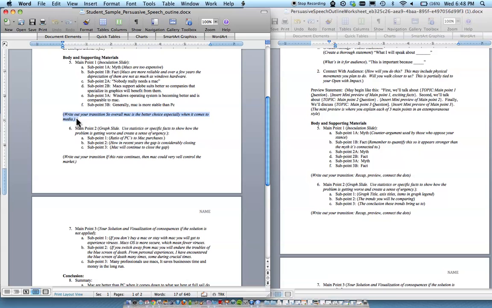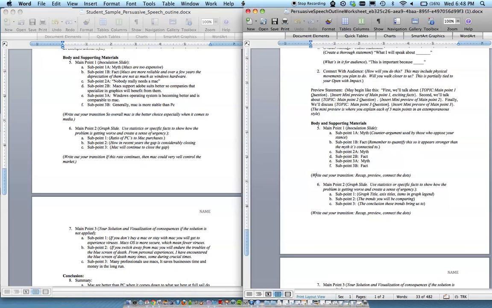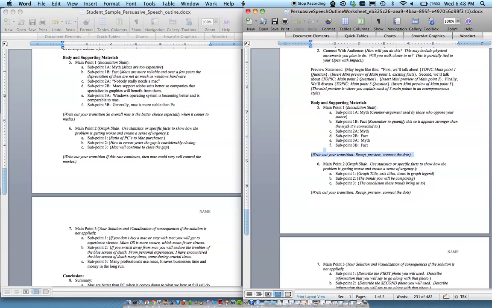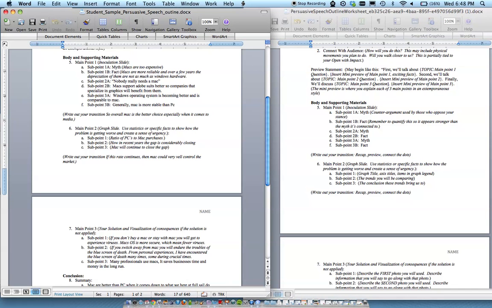And the reason I'm asking you to write these transitions out is because sometimes this is the easiest part to forget to say. So go ahead and write that out, plan how those dots connect already. What you see right here in this outline is: write out your transition, recap, preview, and connect the dots. Okay, so this is what this student did.